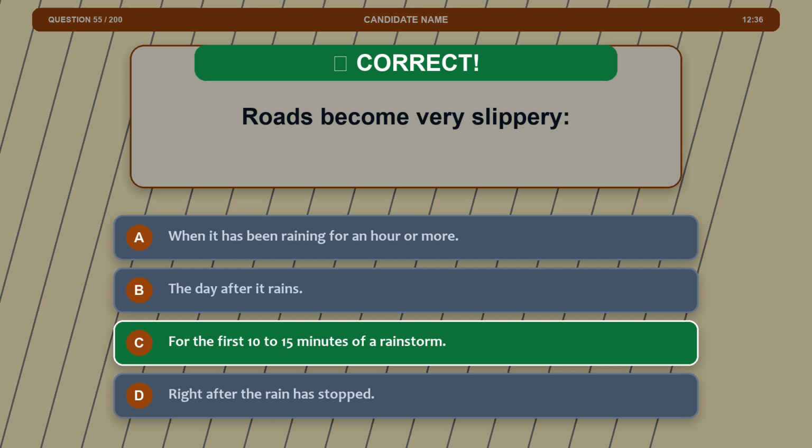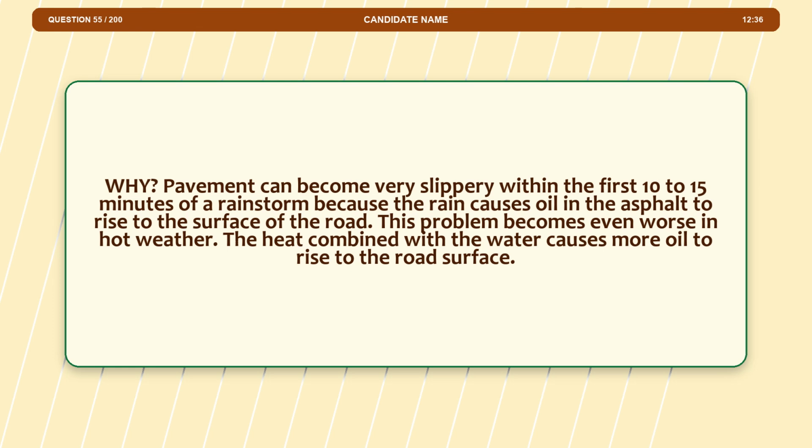The correct answer is option C, for the first 10 to 15 minutes of a rainstorm. Explanation. Pavement can become very slippery within the first 10 to 15 minutes of a rainstorm because the rain causes oil in the asphalt to rise to the surface of the road. This problem becomes even worse in hot weather. The heat combined with the water causes more oil to rise to the road surface.